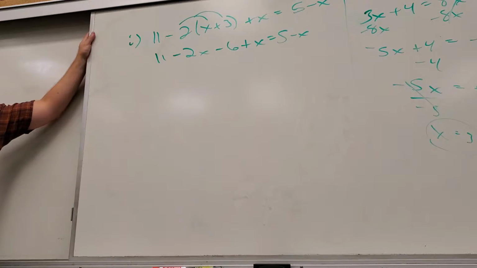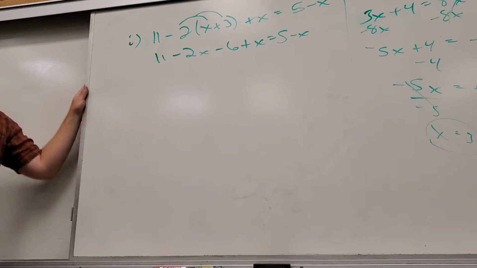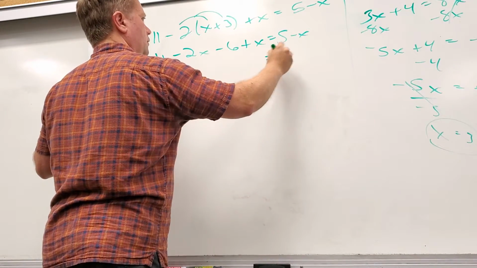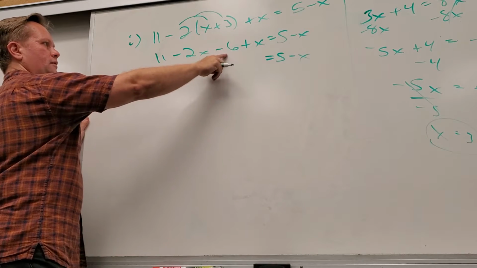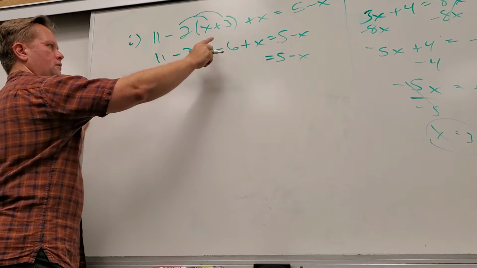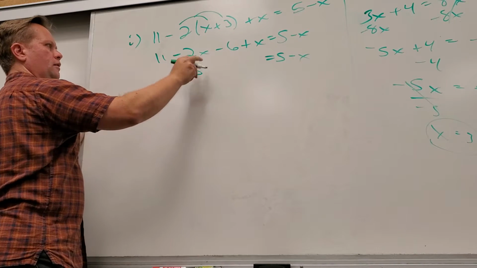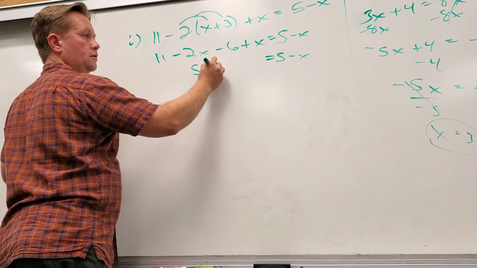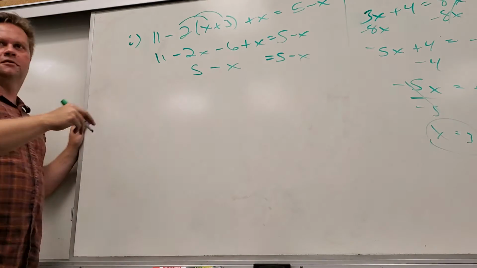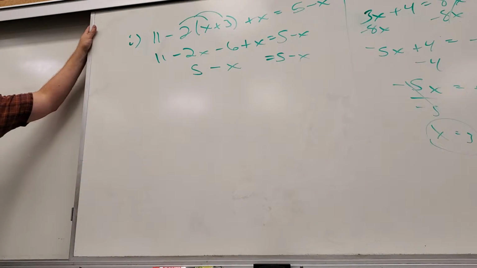And now it's just cleanup time, right? So normally once you distribute, you clean up each side. I'll do this side. Add x. Okay, over here, what do you get? You get 11 minus x. 11 minus 6 is 5. Negative 2x plus x is negative x. And you can kind of see where this is going right now, right?